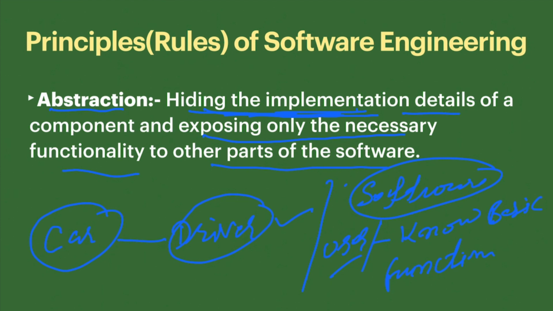So this is the abstraction principle of software engineering, because when any company launches software, it hides the implementation details and exposes only the necessary functionality to other parts of the software or to the user.